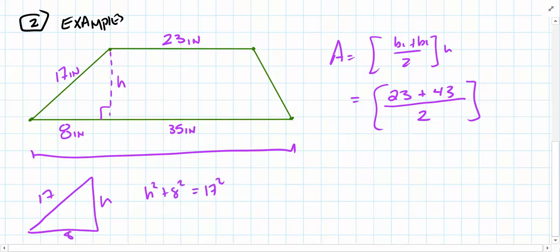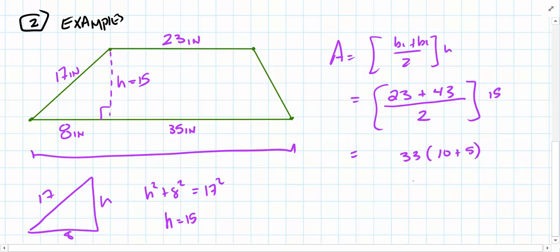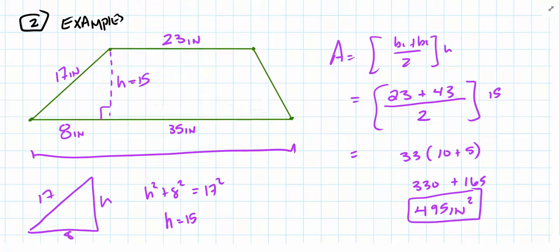Did we have this one last time? So it's 15, h is equal to 15. They don't always equal 15; it just happens to be in these two problems. So now when I calculate, 23 and 43 is 66, divided by 2 is 33. So I have 33 times, how about 10 plus 5? That's 330 plus 165, which gives you 495. We're calling this inches squared because we're talking about area, so we square our inches.